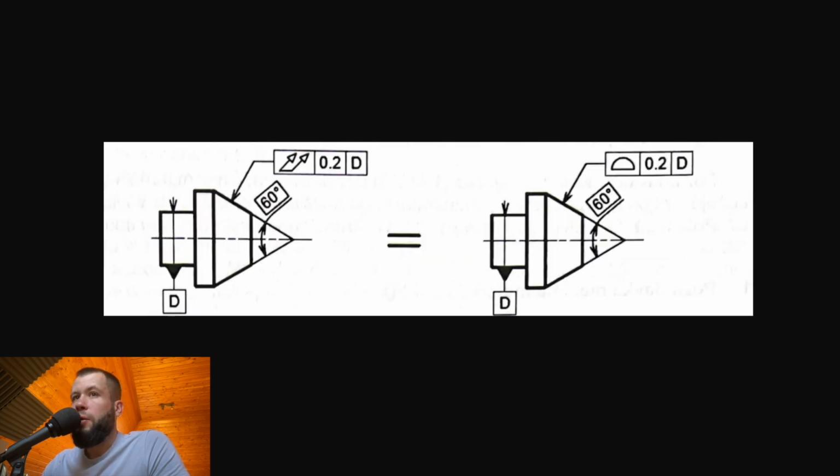In the case of tolerating a conical surface, it is more appropriate to use the tolerance of any surface, as you can see in this picture.